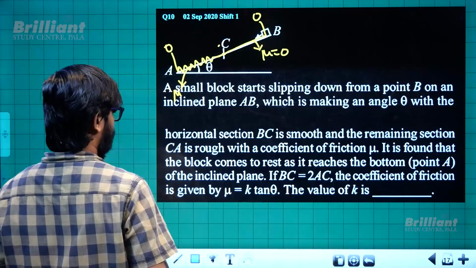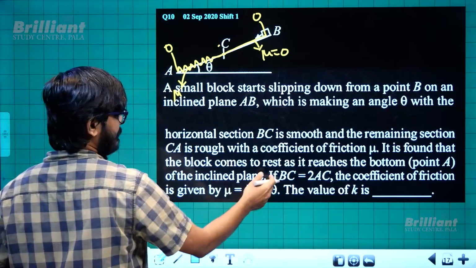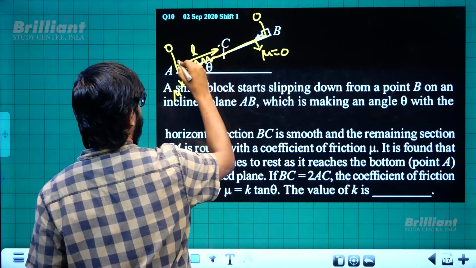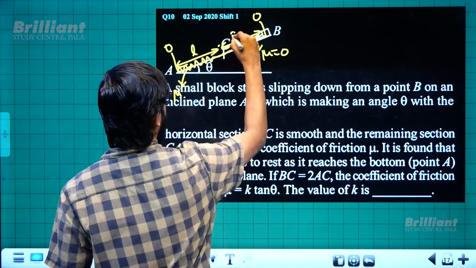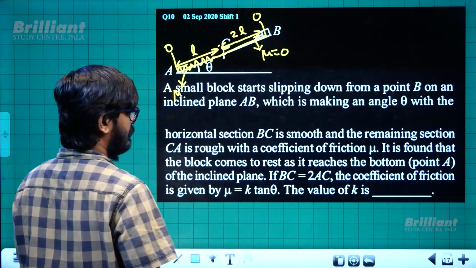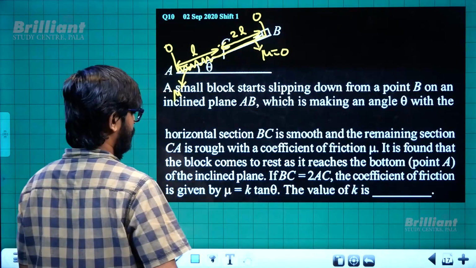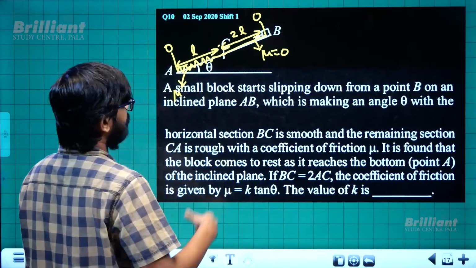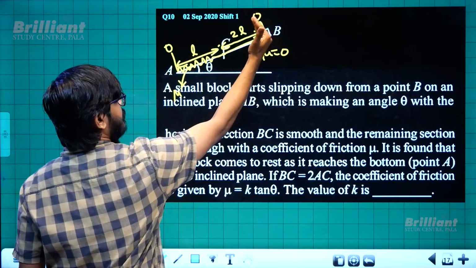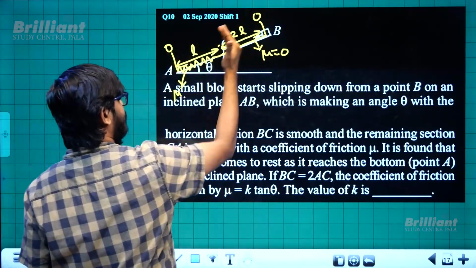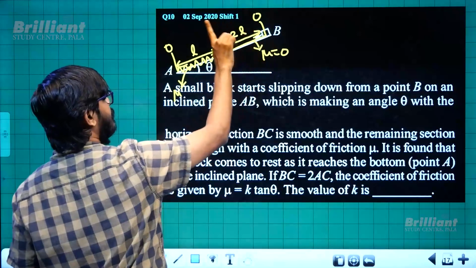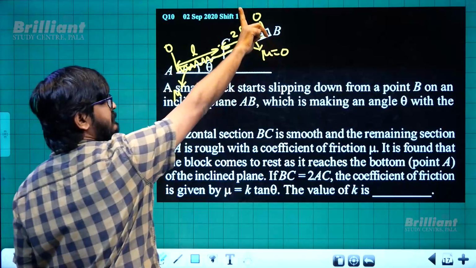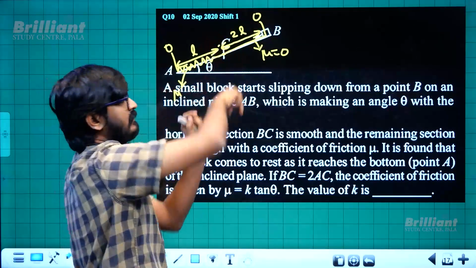Then you need to find, yeah, and they said BC is 2 times AC. So let me say AC length is L, then BC length is 2 times L. The coefficient of friction is given by K tan theta. What is the value of K, right? So what are the forces from here to here? Gravity is there, but friction is there from here to here, and normal is always there. Normal will always do zero work because displacement is in this direction, normal is in this direction. Normal and displacement are perpendicular to each other.